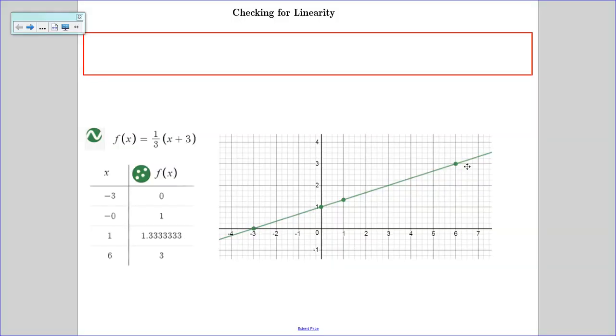Hey everybody, this is a video that is EOC review on checking for linearity. We're going to start with the definition.